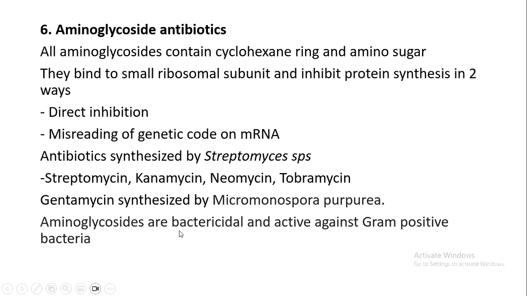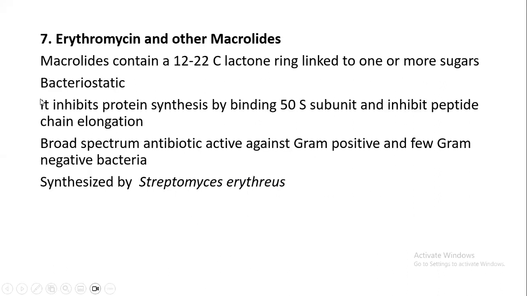Aminoglycosides are bactericidal and they act against gram-positive bacteria. Next category is of erythromycin and other macrolides. These contain a 12 to 22 carbon lactone ring-like structure with one or more sugars attached to it. They are bacteriostatic in nature and they inhibit the protein synthesis process by binding the 50S ribosome and inhibit the peptide chain elongation step. They are a broad spectrum antibiotic and are active against gram-positive as well as few gram-negative bacteria. They are synthesized by Streptomyces erythraeus species.